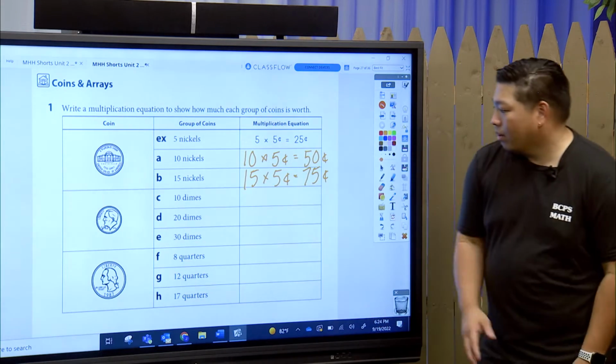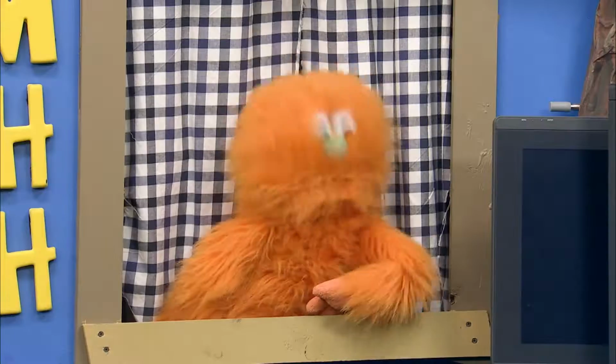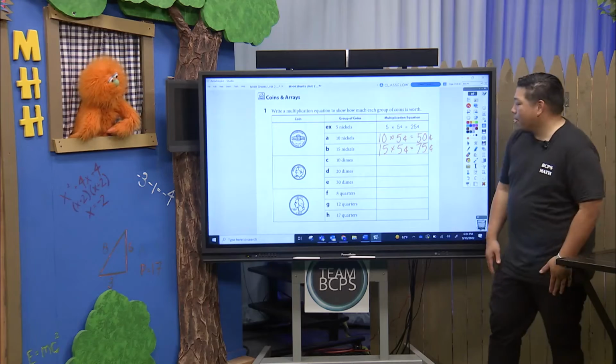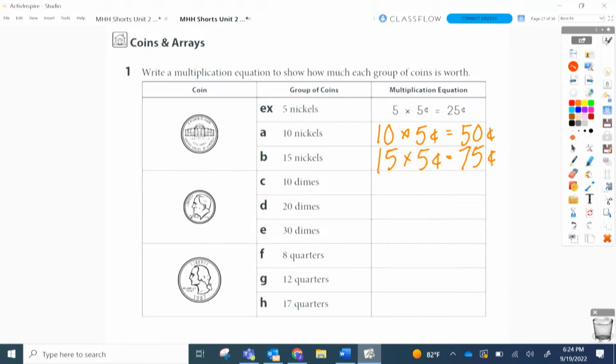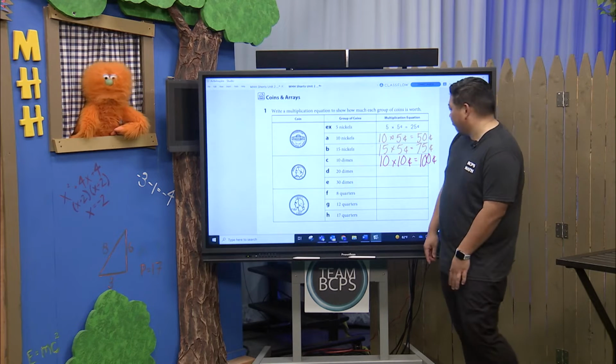I love it. Okay, so moving on to dimes. All right, 10 of them. How do we show that? What's the multiplication equation? Well, I know that a dime is 10 cents, so we have 10 times 10 cents. 10 times 10 cents equals, 10 times 10 is? 100. So we have 100 cents, or $1, right?